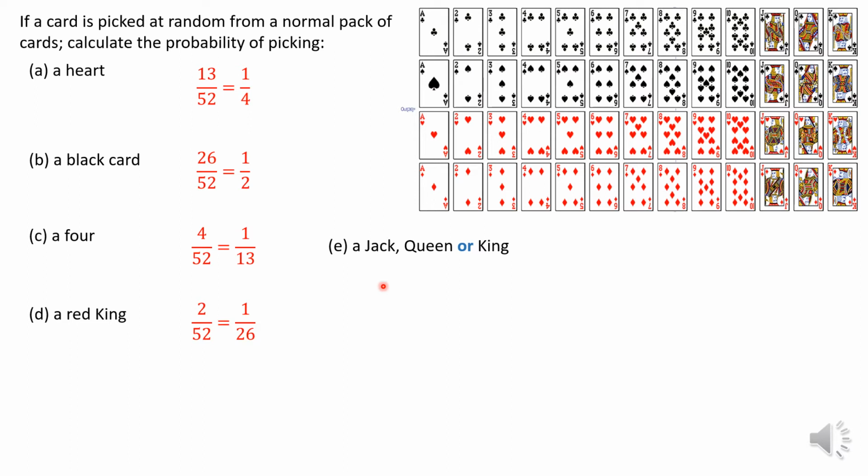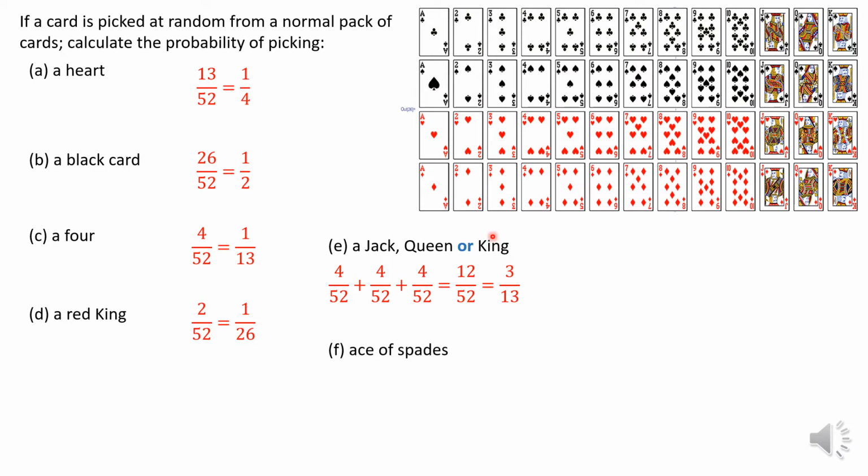Now here's the thing, whenever we bring in jack, queen, or, the moment you realize we are listing them and we are asking or, it means you're supposed to add, okay? So we add all the jacks, they will be 4, all the queens, they will be 4, and all the kings, they will be 4 exactly. You simplify and you get 3/13.